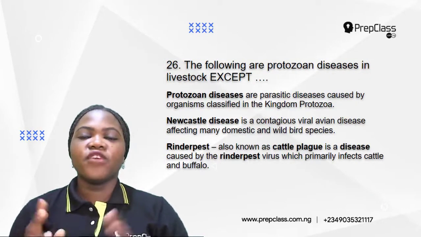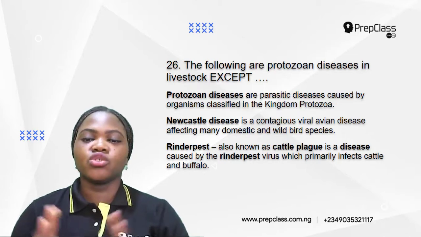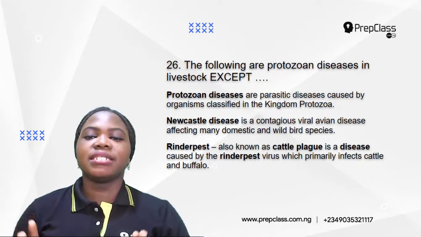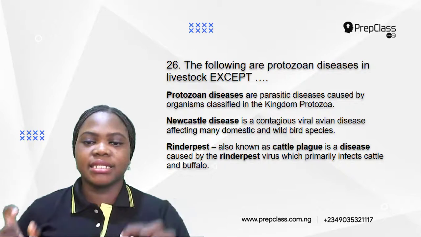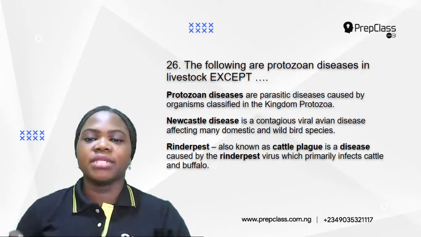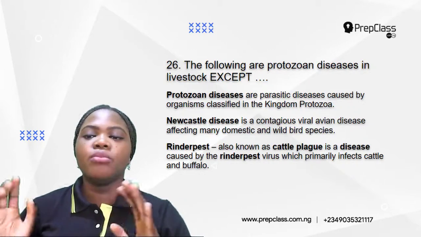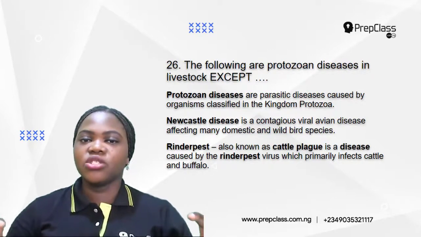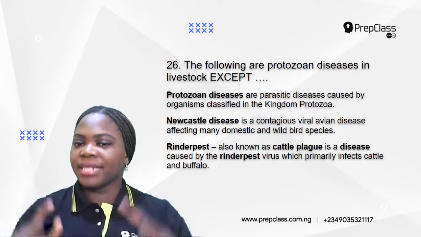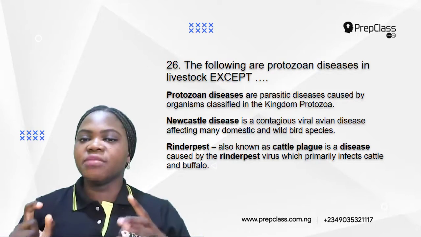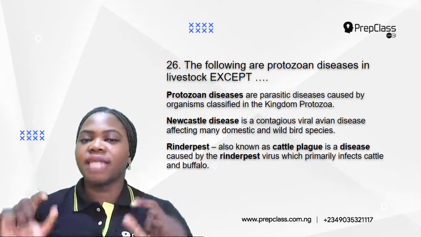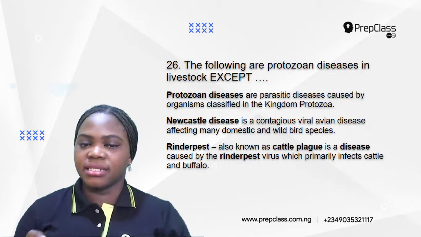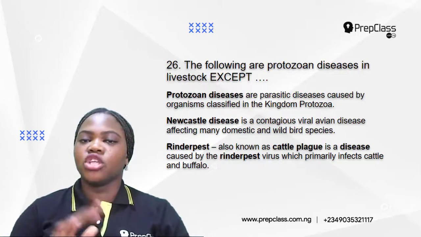Okay, so first of all, what are protozoan diseases? Protozoan diseases are parasitic diseases caused by organisms classified in the kingdom Protozoa. They are parasitic diseases. So this is the key word there, parasitic diseases. So this means that protozoan diseases are parasitic diseases. All right, so let's move on to the options.